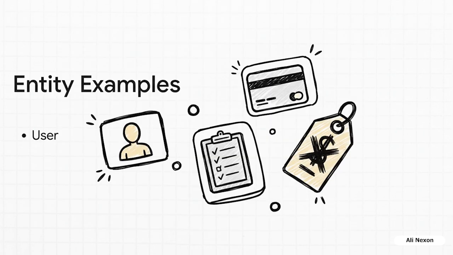Just look at these examples. A user is a user. It doesn't matter if they're stored in a database or a text file. An order is an order, no matter how it's displayed on a screen. And a rule like an order's total can't be negative, that is pure business logic. Notice there is zero, absolutely zero mention of any technology here.